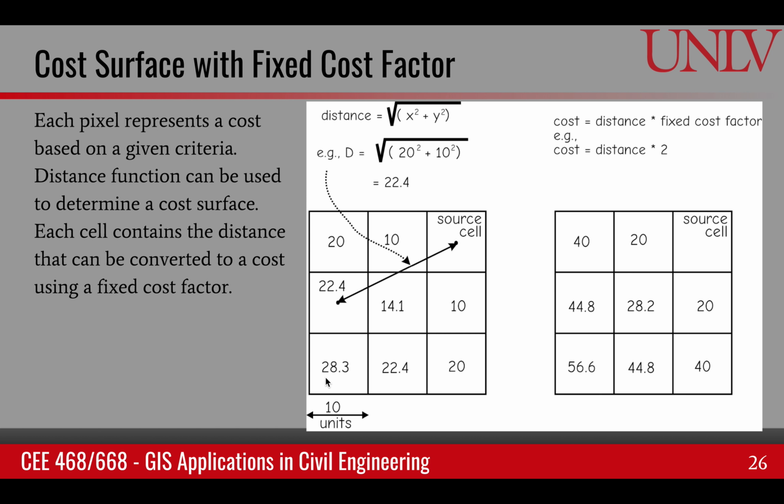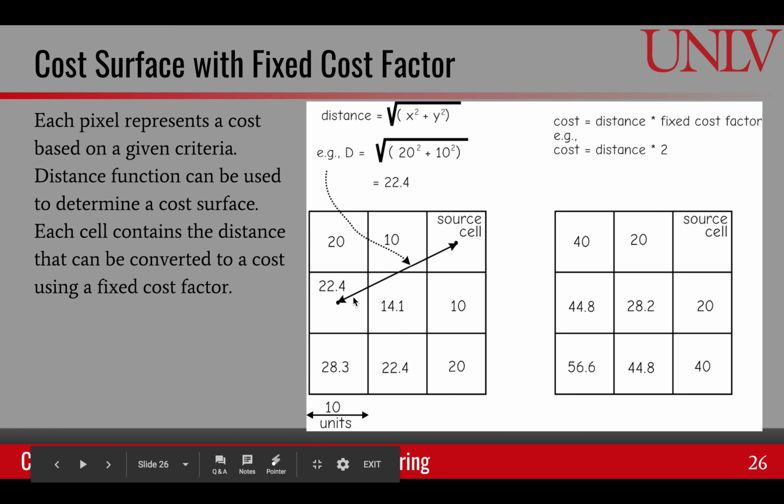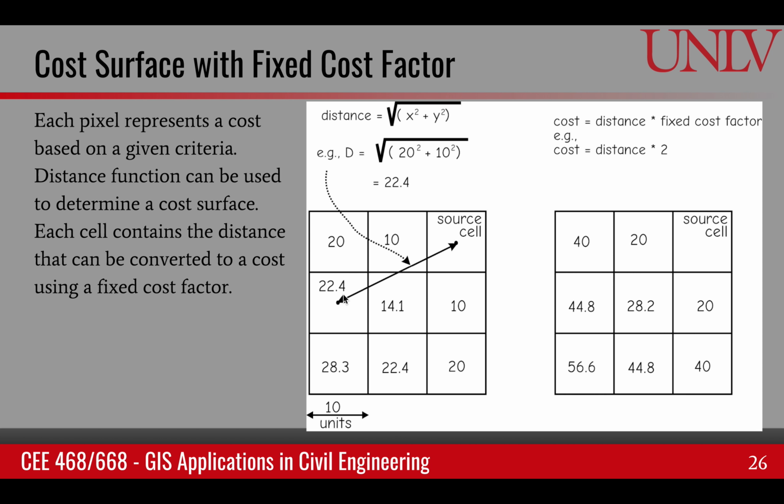Suppose these were the distances, and we learned that the cost per unit distance is 2. Then we can multiply this distance raster with 2 to find cost. So the cost of getting from the source cell to here would be 40, 20, 44.4, 28.2, and so on. This is a local operation that we just did. We just multiplied the distance function with 2.